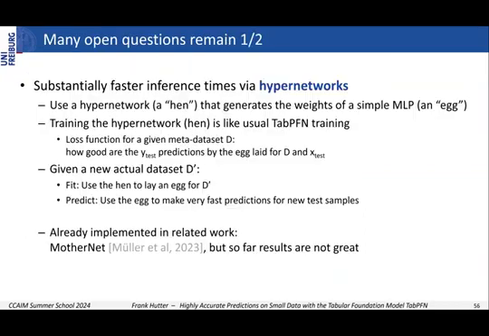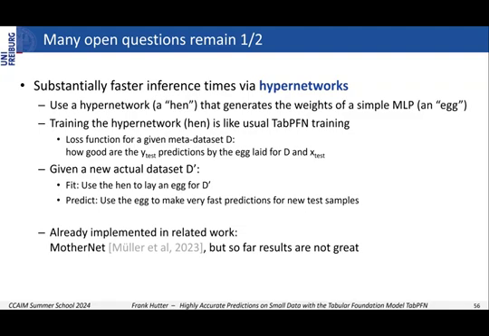All right, there are a lot of questions that remain. In particular, substantially faster inference times would be nice. Andreas Müller has already done great work on looking at hypernetworks, where your TabPFN-like model outputs another MLP, and then you use that MLP to do predictions on a test set, and you backprop through that MLP and back to your TabPFN in order to improve the predictions of which MLP to use, to really have the best MLP for new datasets.